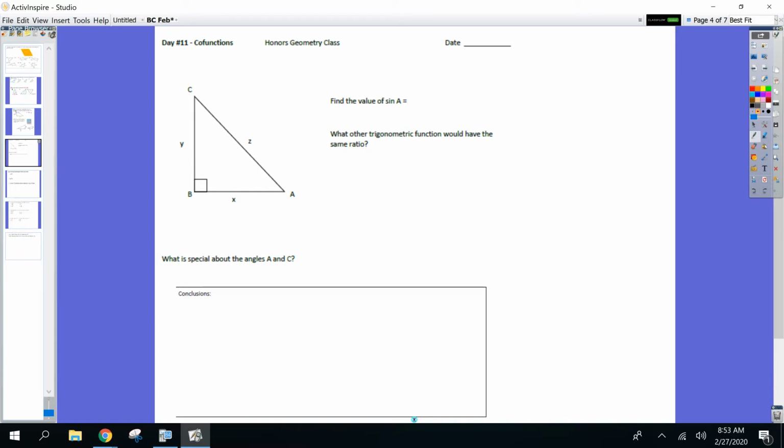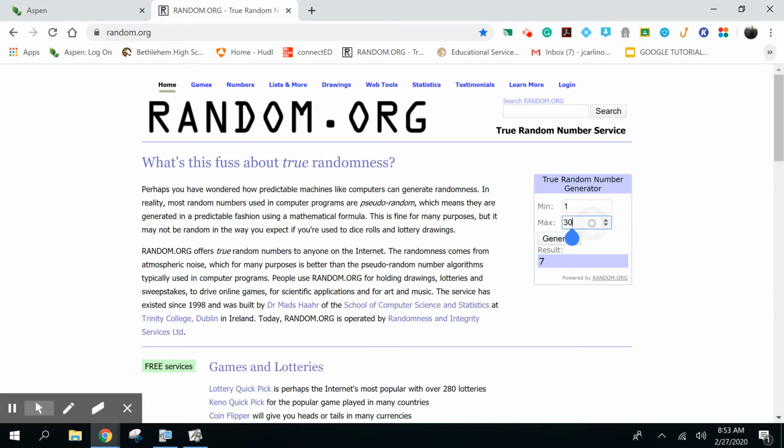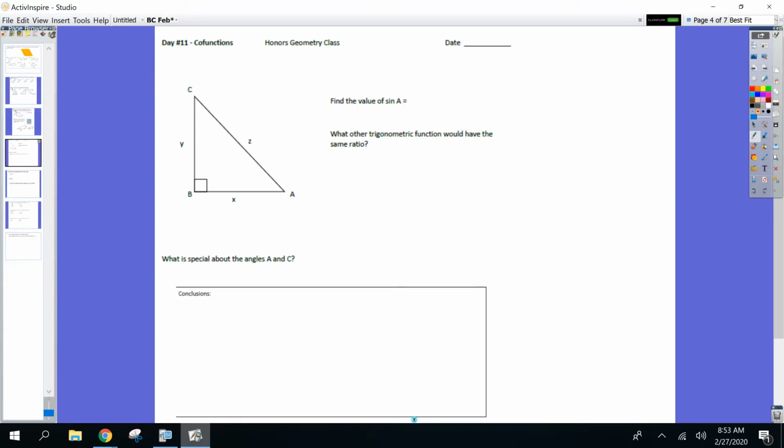All right, so what is my ratio here? Number one. There we go. Y over z. Everyone all right with that? All right, here's your challenge now. Find me another one that also has a ratio of y over z. Find me another ratio that comes out to be y over z.